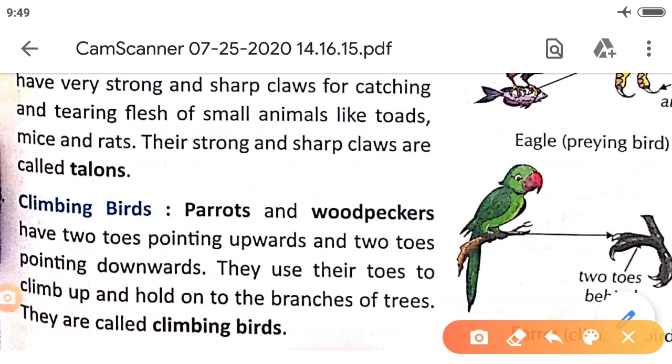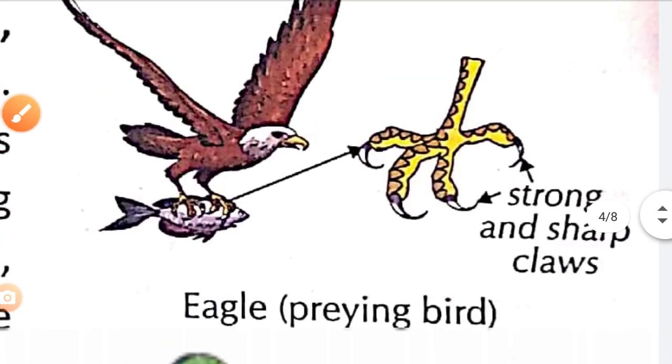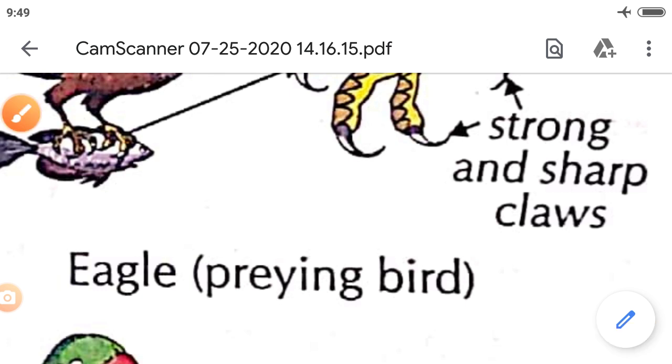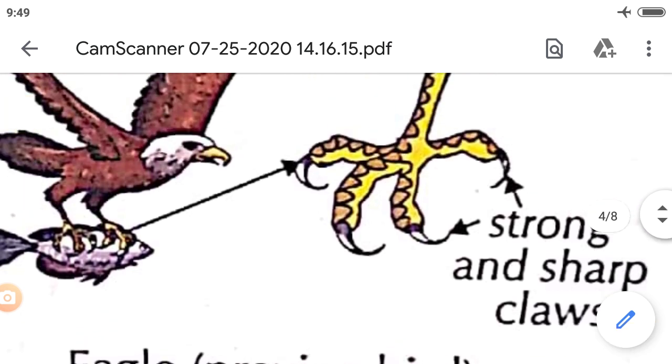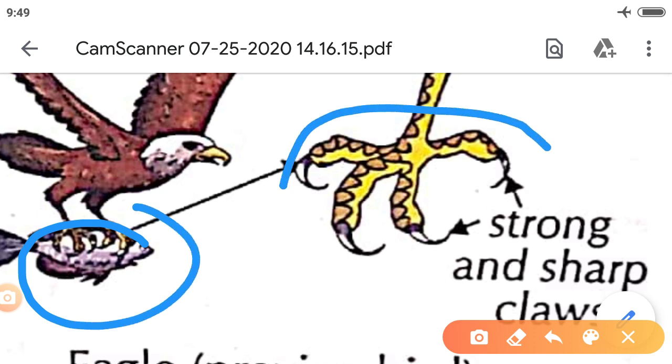See, I will show you talons. Here, strong and sharp claws are there. With the help of these, they can catch their small animals. Here I have shown you how they catch. And in this way, they are having their claws. They are very strong and sharp.